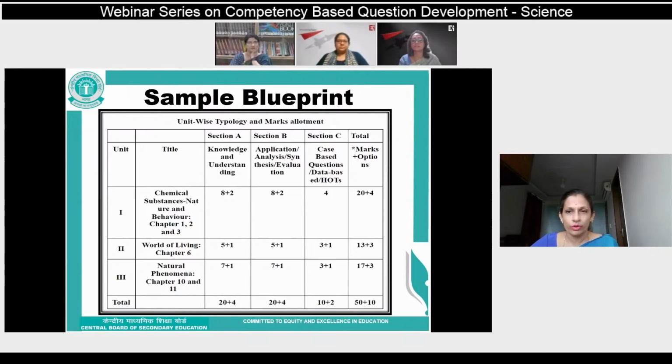And here, out of 24 questions in section A, only 20 questions, the first 20 questions, the children are supposed to answer. Whereas in section B also, out of 24, 20 questions they are required to answer. In case-based questions, out of 12 questions, they are required to answer only 10. Total out of 60, only 50 to be attempted. Next slide, please.